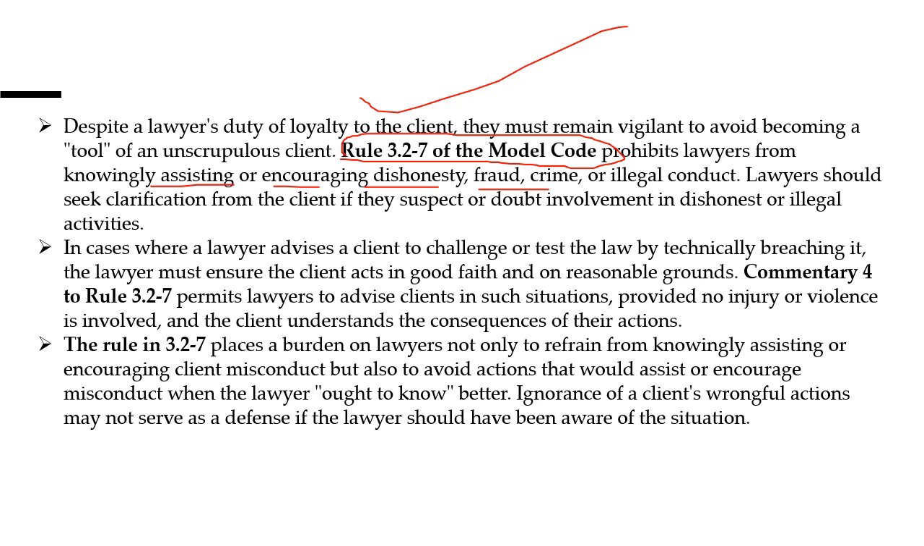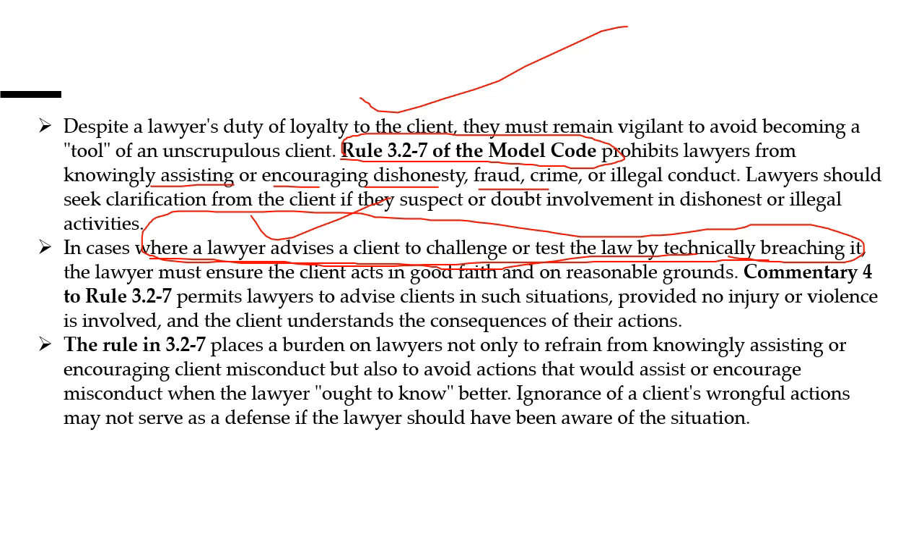In a case where a lawyer advises a client to challenge or test the law by technically breaching it, the lawyer must ensure care, because this is what you do. You see the loopholes in the law and technically you try to save your client. This is your duty. There is nothing wrong in this, provided it is in good faith and on reasonable grounds. In this situation, the code permits a lawyer to advise the client in such a manner, provided no injury or violence is involved and the client understands the consequences of their action.